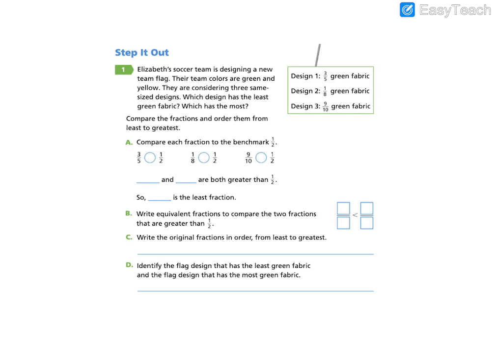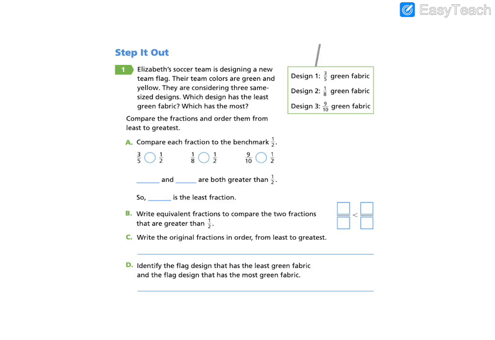All right, so let's look at problem 1. Elizabeth's soccer team is designing a new team flag. Their team colors are green and yellow. They are considering 3 same-size designs. Which design has the least green fabric and which has the most? So all of these fractions are referencing green fabric. All right, number 1, or letter A.